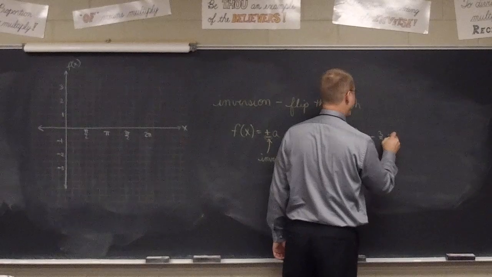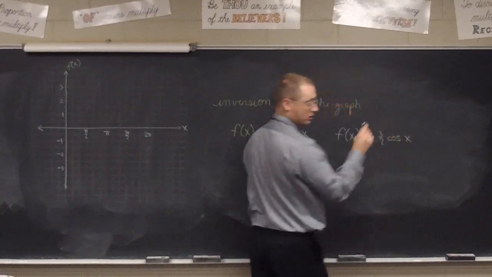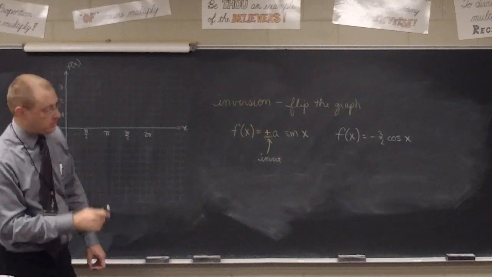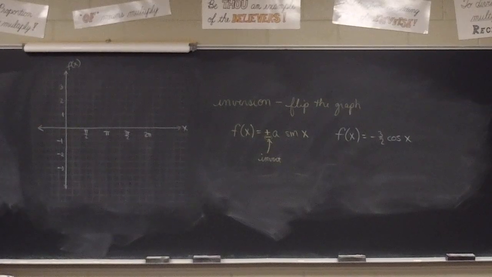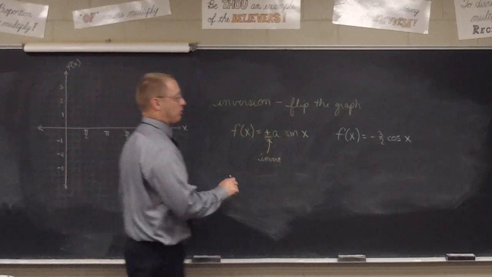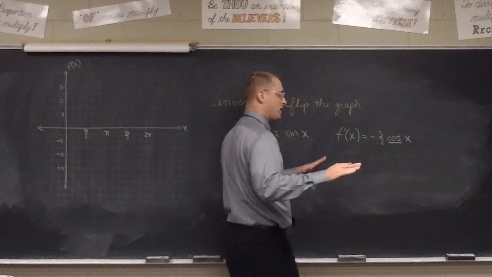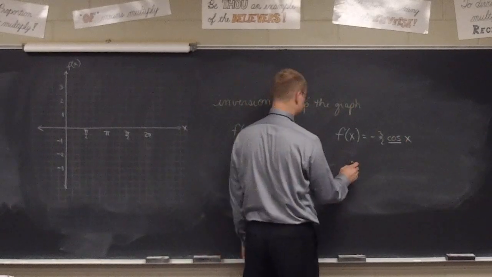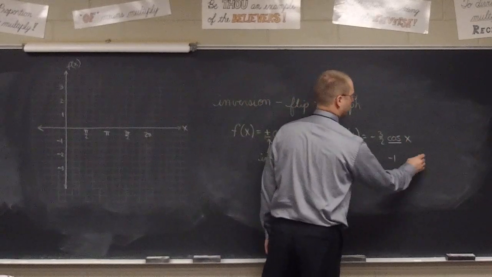f of x equals -3 halves cosine x. -3 halves cosine x. Now, which we're always going to start with, class, are key points. What are my normal key points for cosine? 0, 1, no, 1, 0, -1, 0, 1.